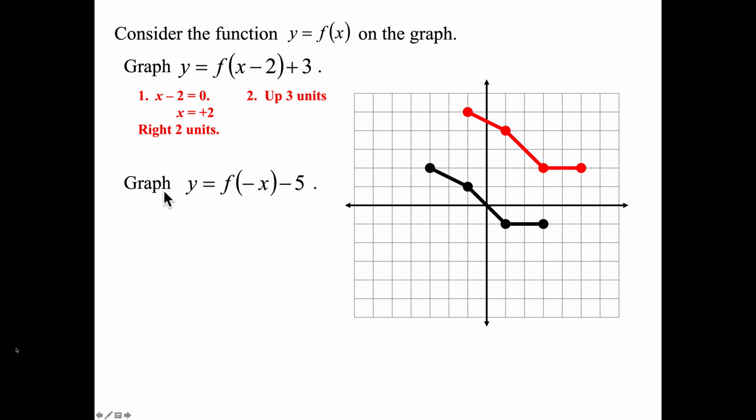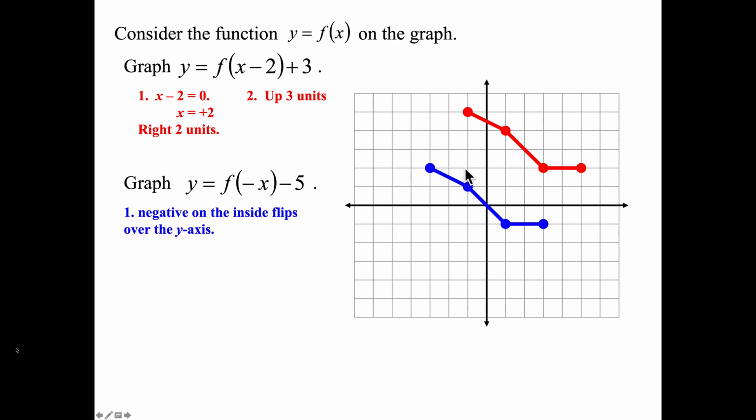All right. Second one, using the same graph, negative x minus 5. F of negative x. So that's inside. That's going to change my x's from positive to negative. That's flipping over the y-axis. All right, so we're going to flip this.